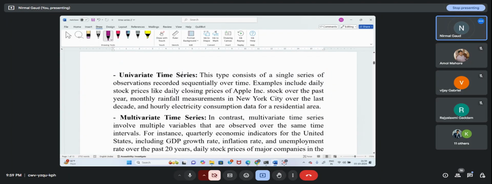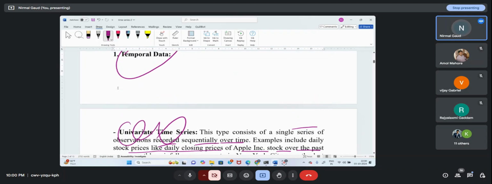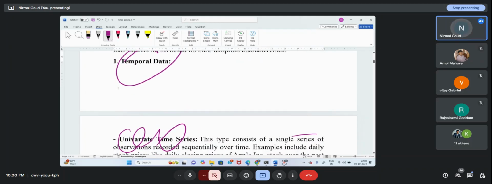What is temporal data? That means univariate time series. That consists of a single series of observations recorded sequentially over time. For example, daily closing prices of Apple stock over the past year. Monthly rainfall measurement, that is temporal data. Hourly electricity consumption. So this is univariate data. It comes under temporal.